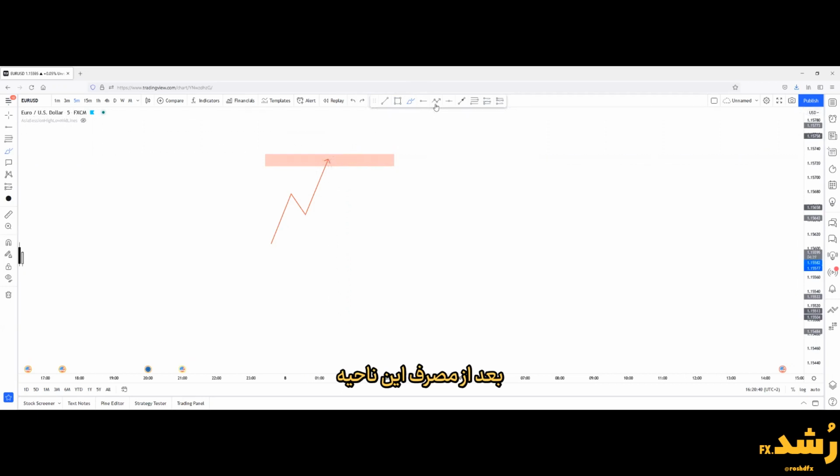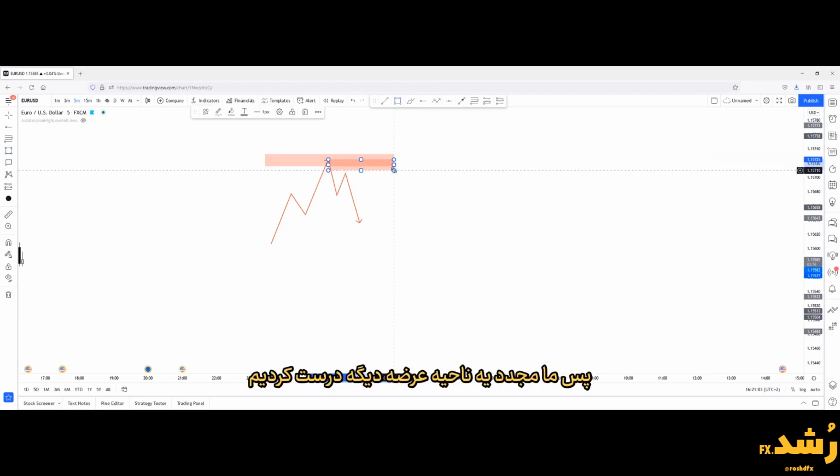After we mitigate this zone, we expect some kind of pullback or supply continuation, right? So let's say we do this, create another supply zone right here, inside the overall big supply zone that became invalid, right? We created this supply zone again.